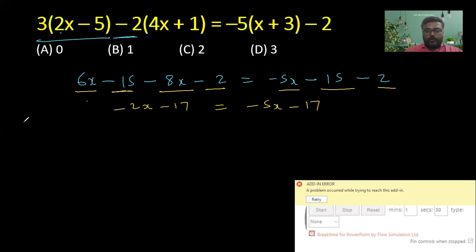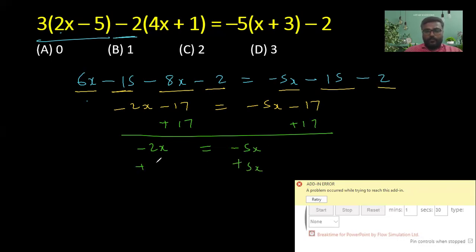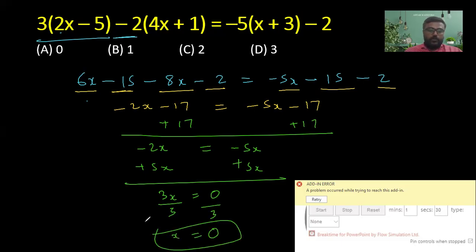Now, what do we do? Let's add 17 to both the sides. What do we have? Negative 2x equals negative 5x. Add 5x to both the sides. So we have negative 2x plus 5x is positive 3x equals 0. Divide both the sides by 3. We get x equals 0. So option A is correct.